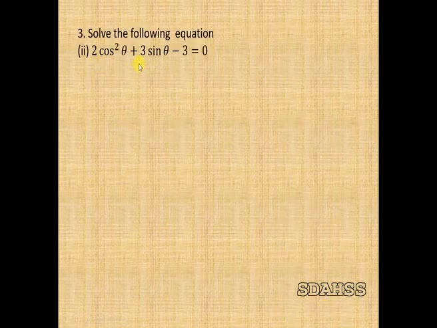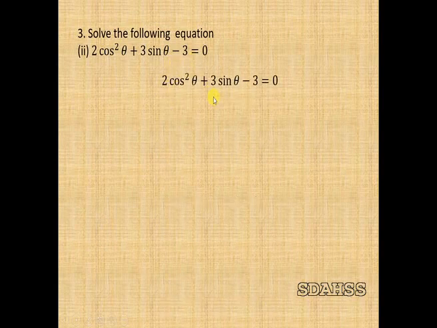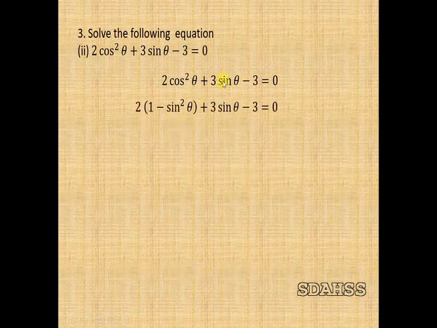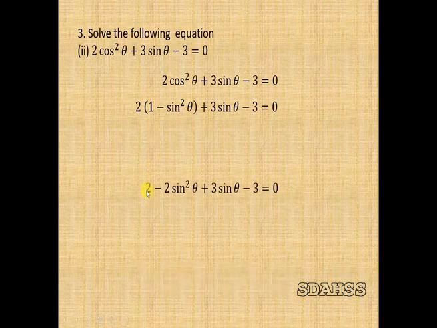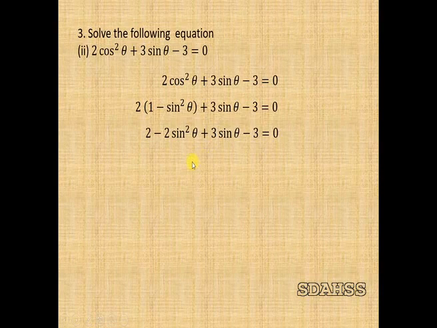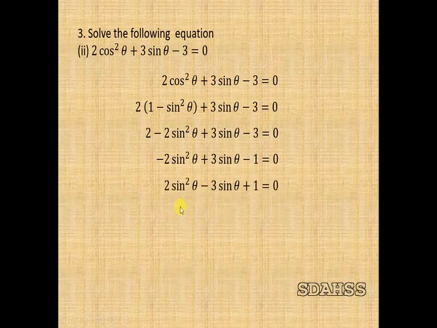Subdivision 2. 2 cos square theta plus 3 sin theta minus 3 is equal to 0. 2 into cos square theta can be written as 1 minus sin square theta, plus 3 sin theta minus 3 is equal to 0. Multiply the 2 inside the bracket. So you have 2 minus 2 sin square theta plus 3 sin theta minus 3 is equal to 0. So this becomes minus 2 sin square theta plus 3 sin theta, 2 minus 3 minus 1 is equal to 0. Multiply the whole equation by minus 1. So you have 2 sin square theta minus 3 sin theta plus 1 is equal to 0.